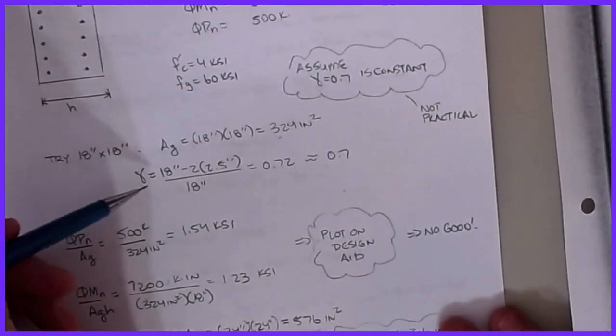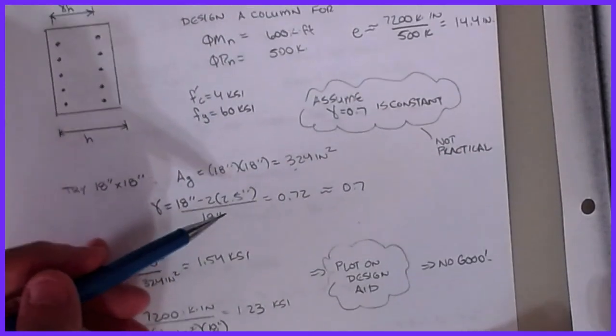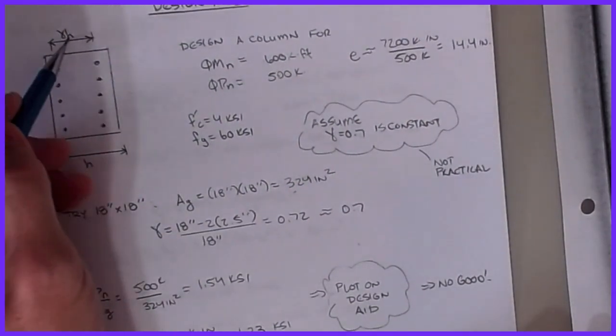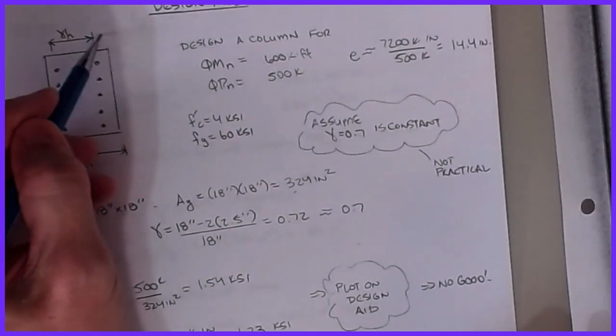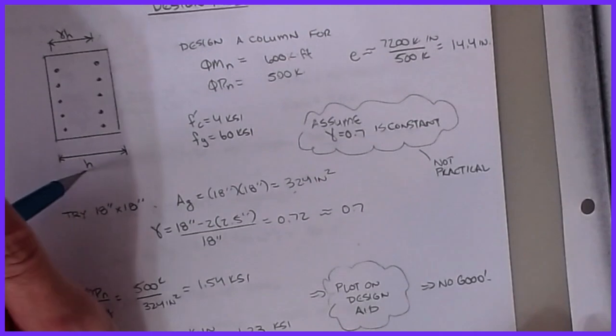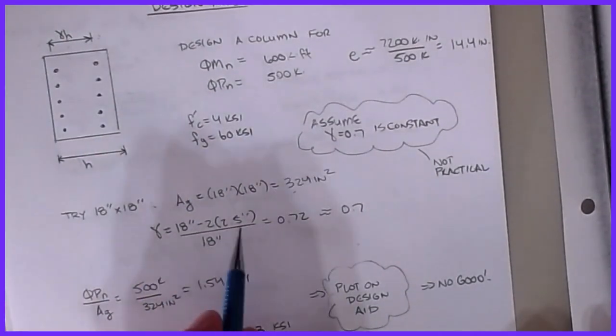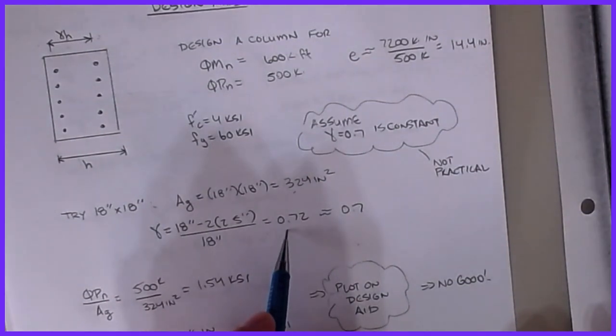Okay, and then just to give you a sense of this, if my cover is 2.5 inches, what we're looking at is this gamma H value. So if this is 2.5 inches and this is 2.5 inches, 2.5 plus 2.5 plus gamma H better be equal to my 18. And that's all I've done is rearrange, and I solve for gamma. And you can see that for this picture, you would get a gamma of 0.72.